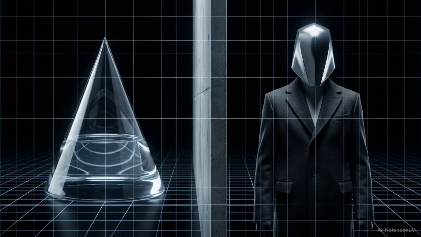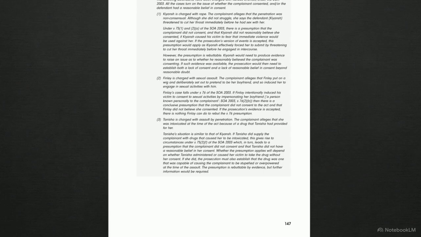Pitfall 2 is confusing the presumptions. The examiner will test your ability to distinguish the legal outcomes of a spiked drink versus an impersonation. Categorize the spiked drink as triggering a rebuttable Section 75 presumption. The impersonation triggers a conclusive, irrebuttable presumption under Section 76.